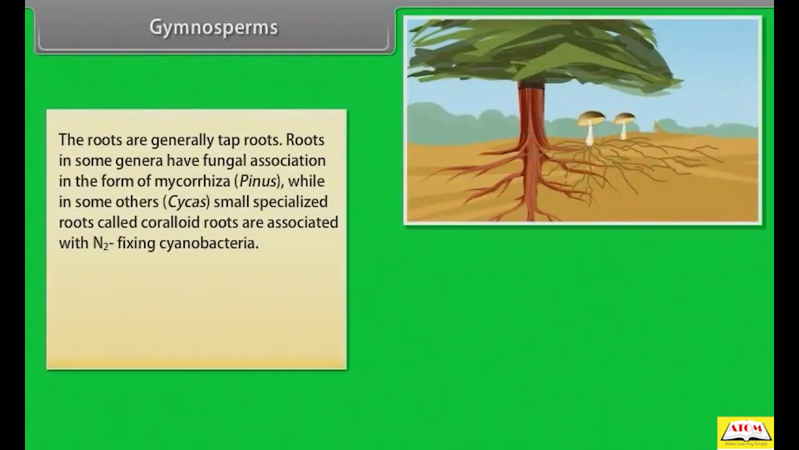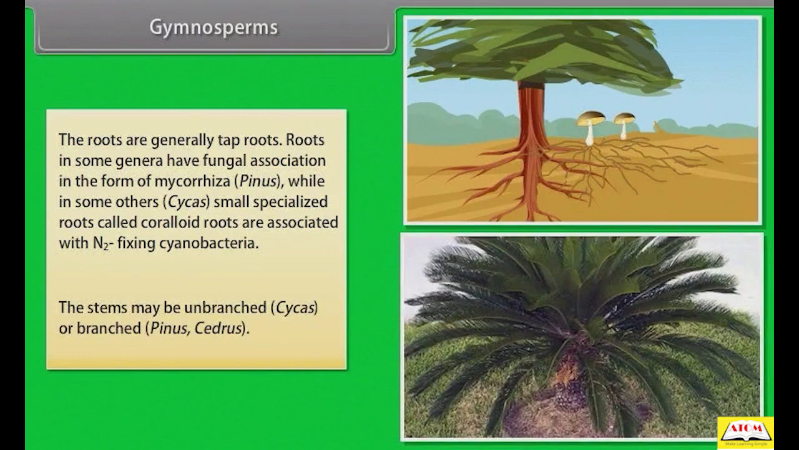The roots are generally taproots. Roots in some genera have fungal association in the form of mycorrhiza, for example Pinus, while in some others, for example Cycas, small specialized roots called coralloid roots are associated with N2-fixing cyanobacteria. The stems may be unbranched, as in Cycas, or branched, as in Pinus and Cedrus.